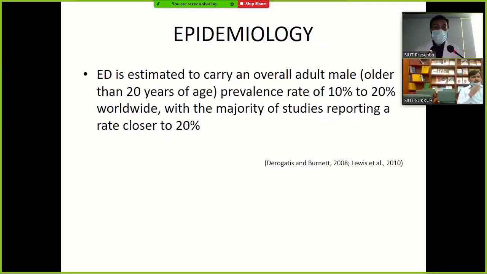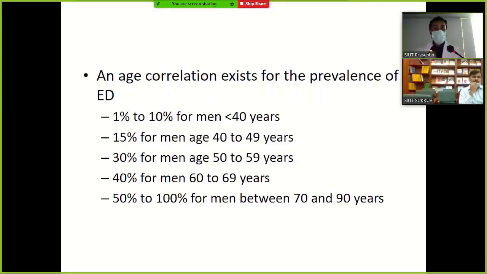Erectile dysfunction is estimated to carry an overall adult male prevalence rate of 10% to 20% worldwide, with the majority of studies reporting a rate closer to 20%. The prevalence of erectile dysfunction increases with increasing age: 1 to 10% for men less than 40 years, 15% for 40 to 49 years, 30% for men aged 50 to 59 years, 40% for men 60 to 69 years, and 50 to 100% between 70 and 90 years.